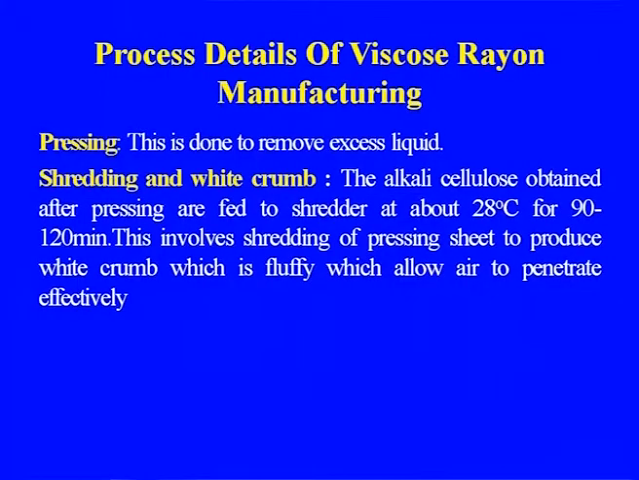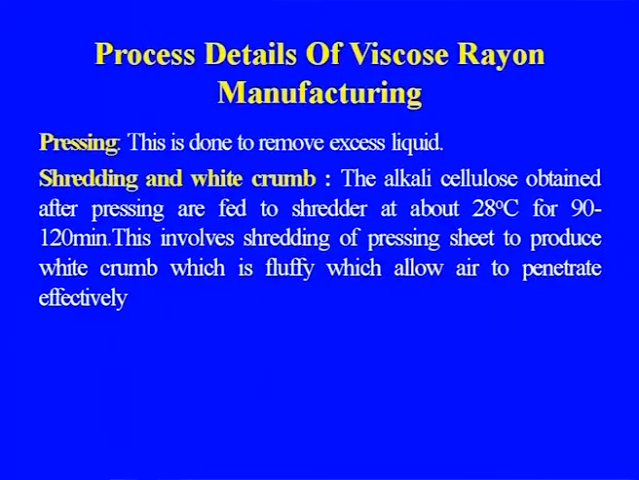Then the next step in the case of viscose rayon manufacture is the pressing part. This is done to remove the excess liquid, and after pressing, the cellulose will go to the shredding, and the white crumb will be obtained. The alkali cellulose obtained after pressing is laid to the shredder at about 28 degrees centigrade for 90 to 120 minutes.